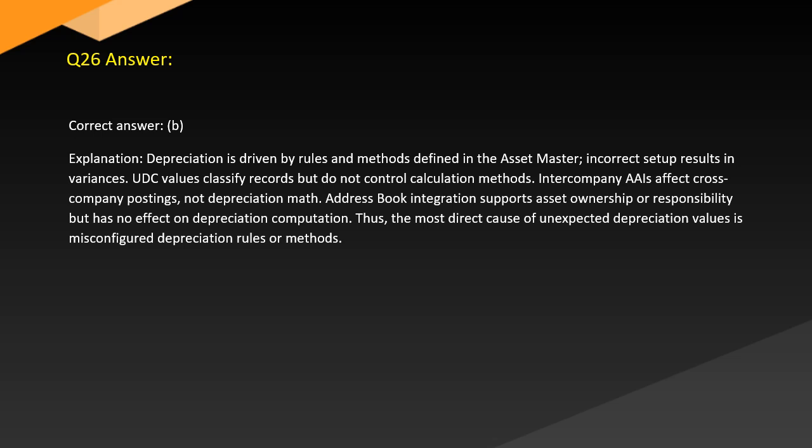Answer. Correct answer: B. Explanation. Depreciation is driven by rules and methods defined in the Asset Master. Incorrect setup results in variances. UDC values classify records but do not control calculation methods. Intercompany AAIs affect cross-company postings, not depreciation math. Address book integration supports asset ownership or responsibility but has no effect on depreciation computation. Thus, the most direct cause of unexpected depreciation values is misconfigured depreciation rules or methods.